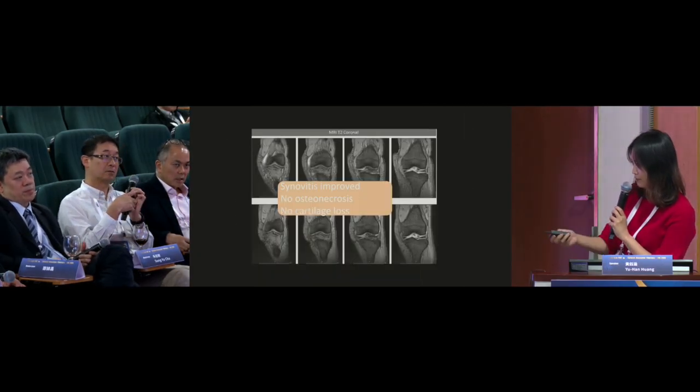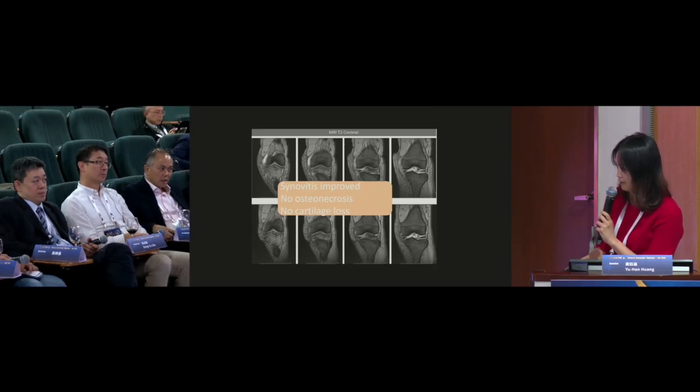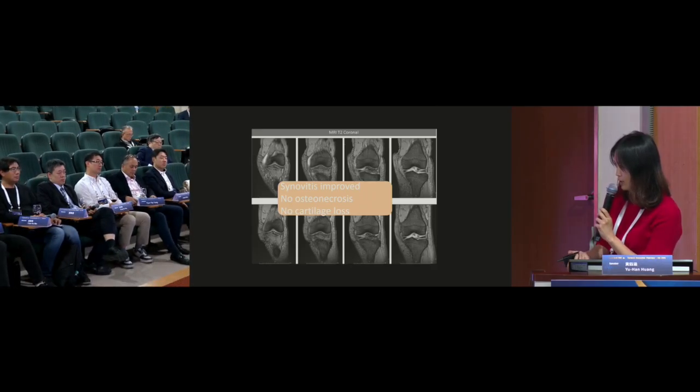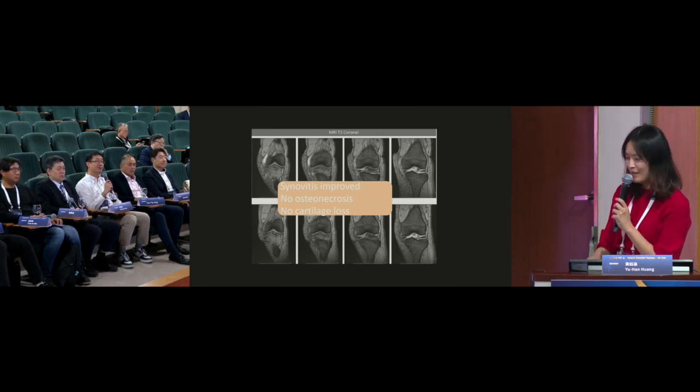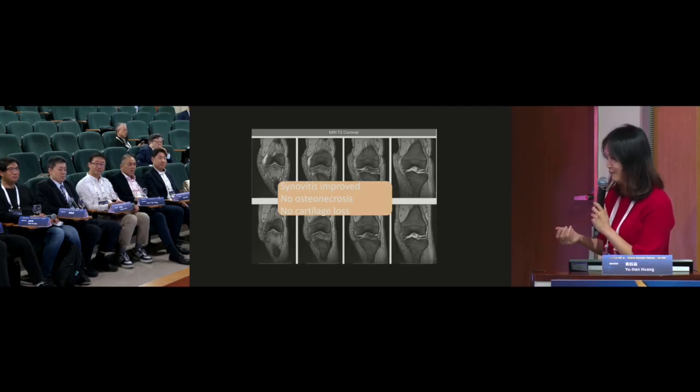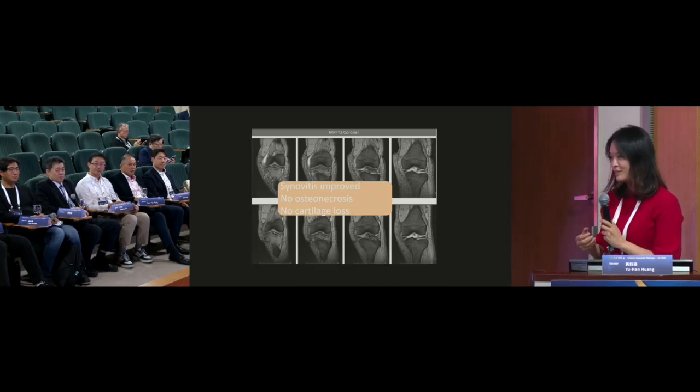In Okuno's paper, he had follow-up MRI and could see the synovitis and the T2 weighted image intensity is decreased, and no osteonecrosis or cartilage. This is his paper. But in my opinion, I also follow the MRI if the patient is special. Otherwise I don't usually follow up.